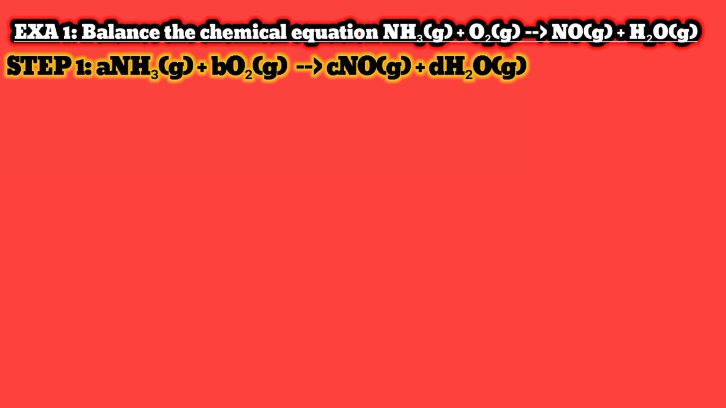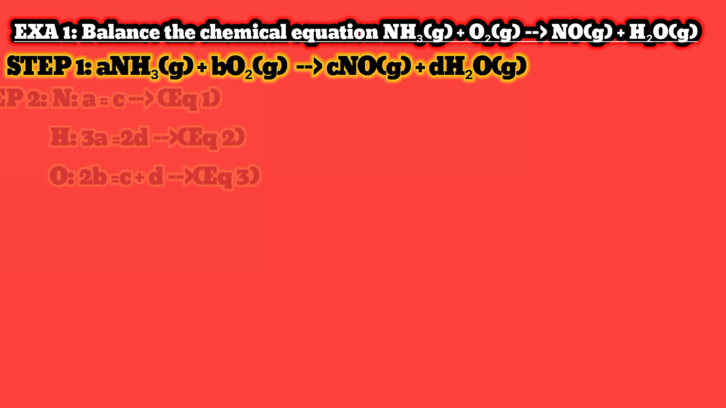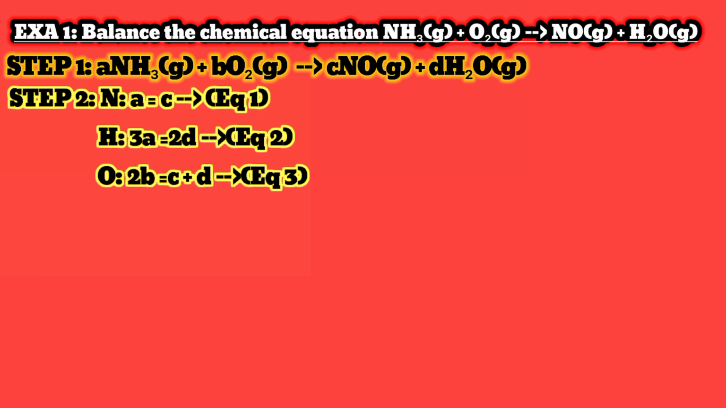So for example, in the reaction between ammonia gas, O2 gas to give NO gas and H2O gas, just represent the coefficient of ammonia by A, coefficient of oxygen by B, coefficient of NO by C, and coefficient of H2O by D. So the next thing we have to do is to form a set of equations.